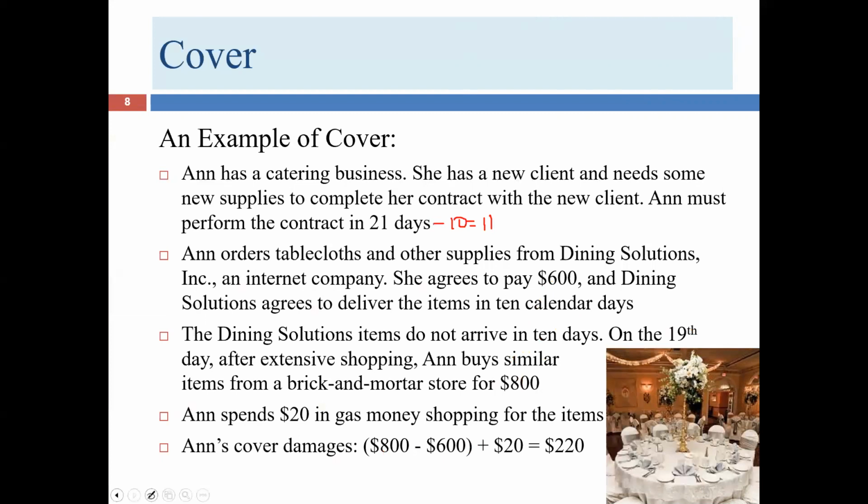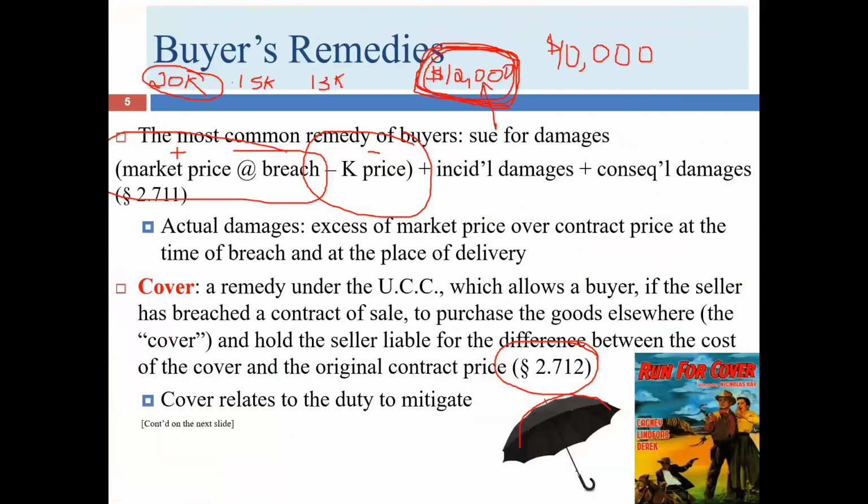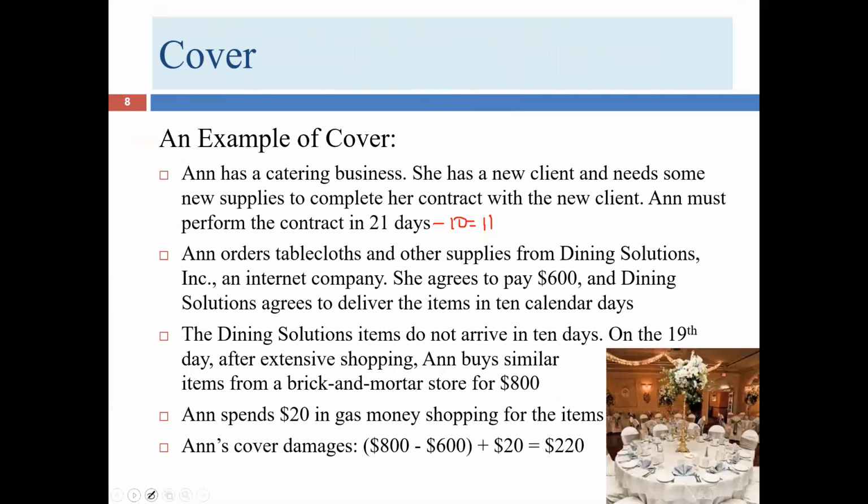This is the same equation that we have right here. The market price as of the day of breach, which is going to be that $800, and the original contract price, which is $600. So we have those two numbers. Now we're going to look at incidental and consequential damages. In this case, we only have incidental damages, which is $20 it took Anne to drive around town looking for the appropriate tablecloths at the brick and mortar stores. And so we have $200 here plus $20, so $220 is her damages.